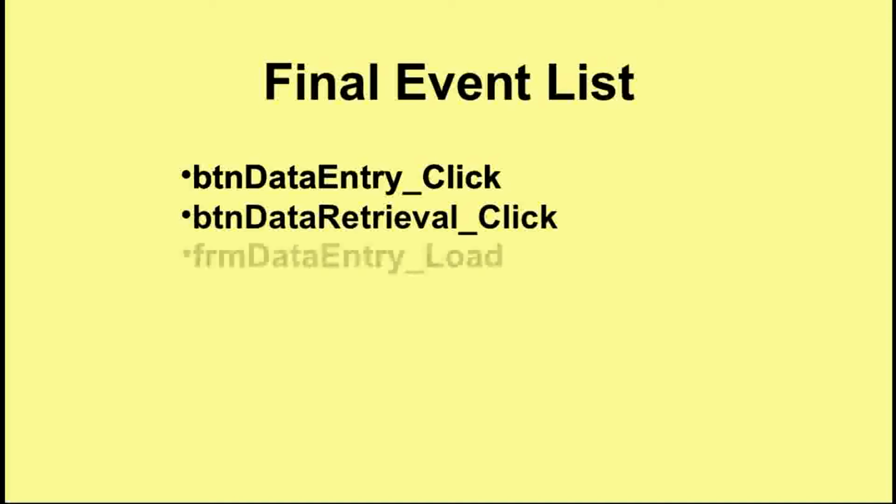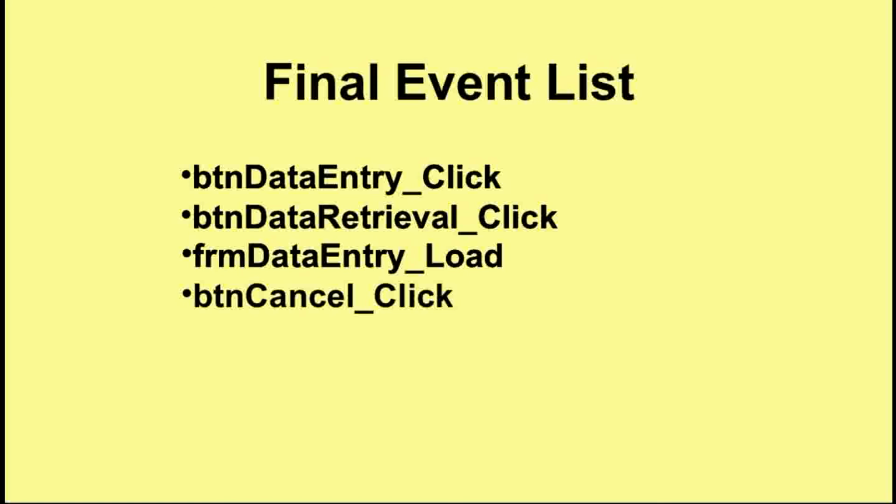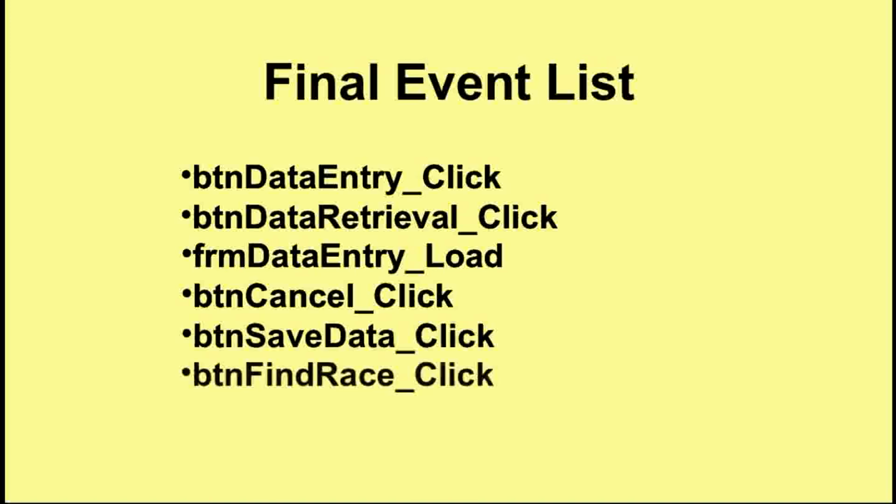Now we move on to the data entry form. When that loads, the user will be asked to enter the year and the name of a Grand Prix. They can then either cancel, which will take them back to the main menu, or they can save the data that they've entered onto that form by clicking that button. For the data retrieval form, the user will want to be able to find a specific race, and they'll want to be able to go back to the main menu. That pretty much defines what we've got on our forms.